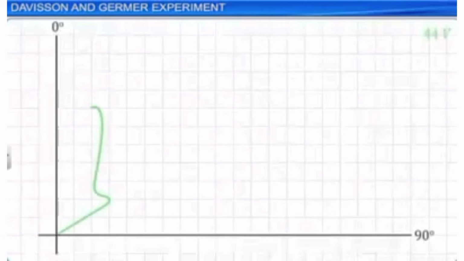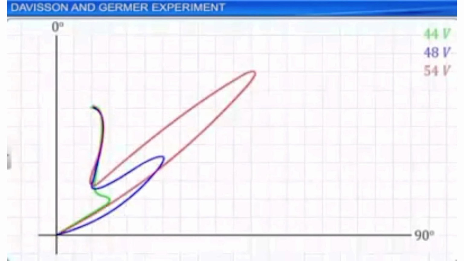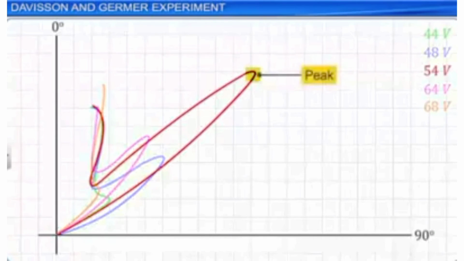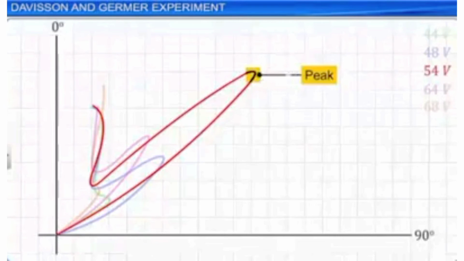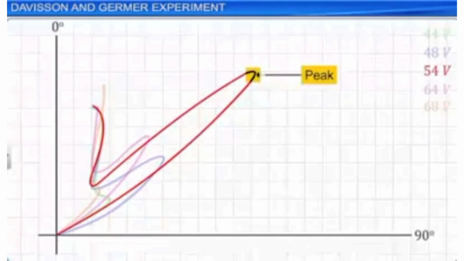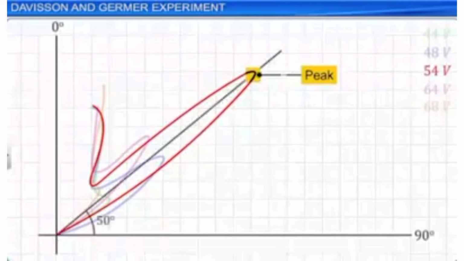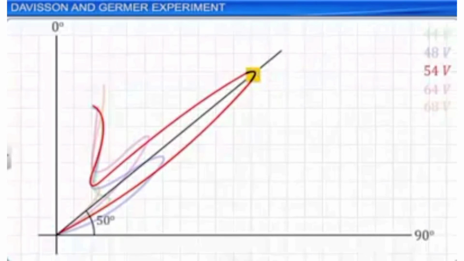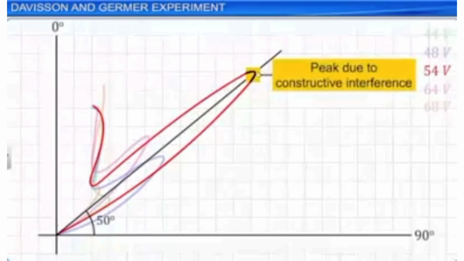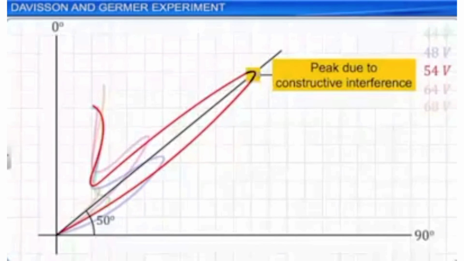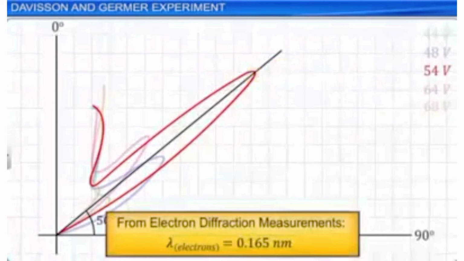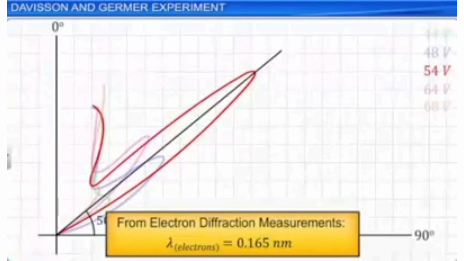It was noticed that a strong peak appeared in the intensity I of the scattered electrons at an accelerating voltage of 54 volt and at a scattering angle theta equal to 50 degree. The appearance of the peak in a particular direction is due to the constructive interference of electrons scattered from different layers of the regularly spaced atoms of the crystal. From electron diffraction measurements, the wavelength of matter waves was found to be 0.165 nanometer.